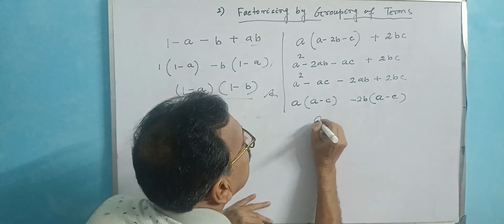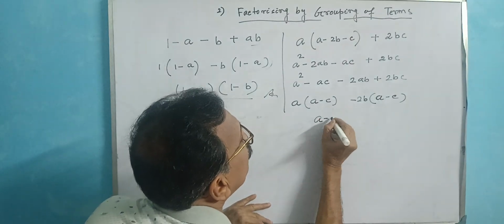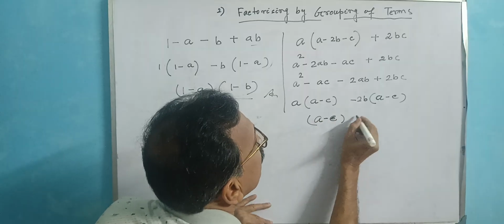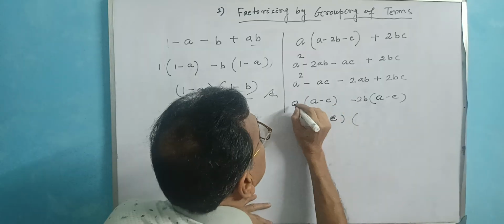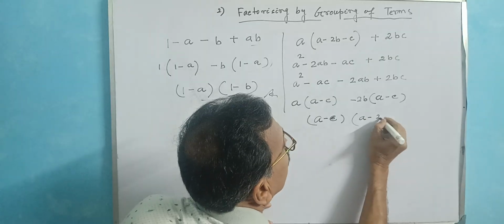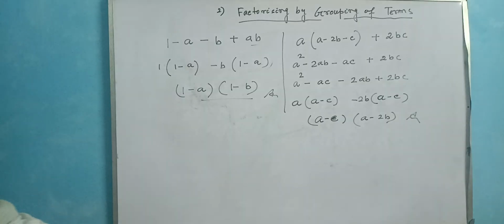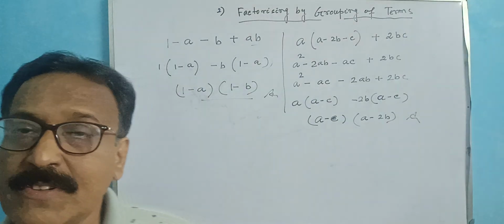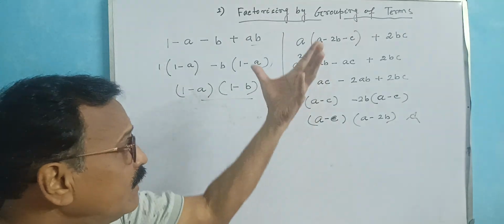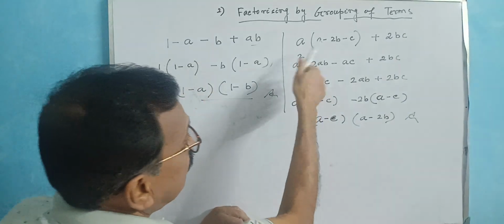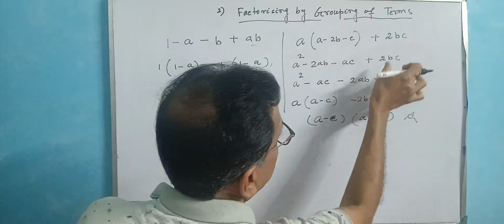Now further, this is very easy. A minus c is common. Here is a minus c, a minus c common. What is the left part? A, and this is minus 2b. So this is the answer. Clear? In this way, first multiply and bring out the expression, and that will remain.